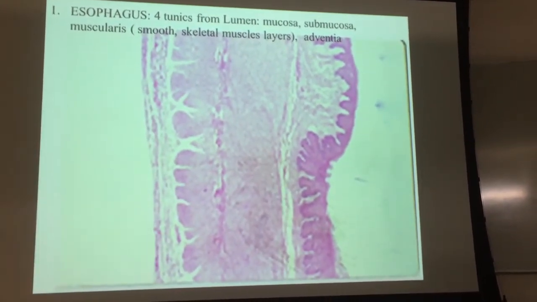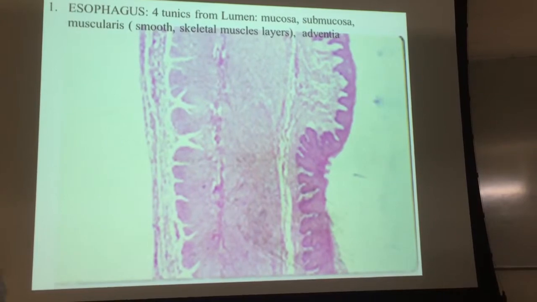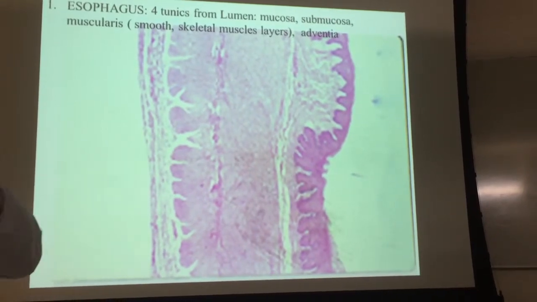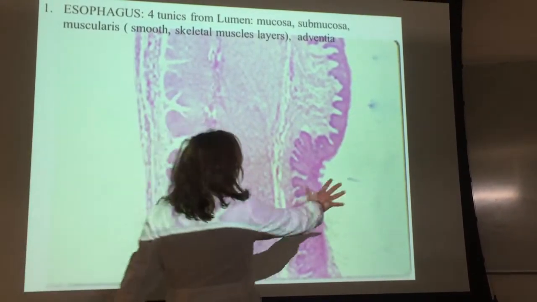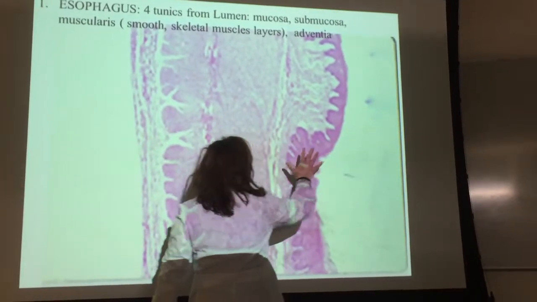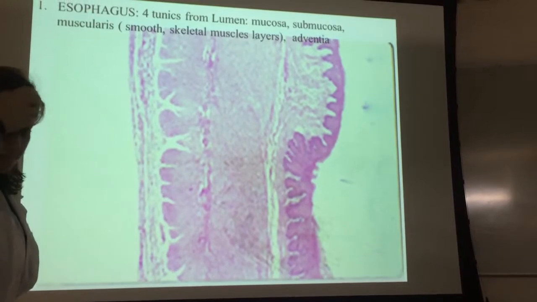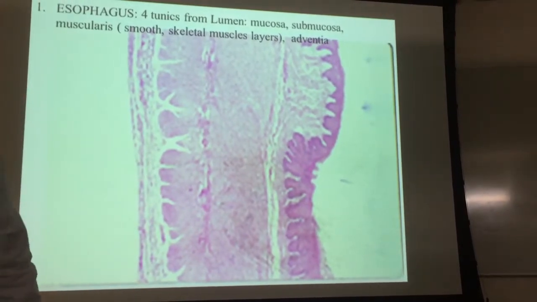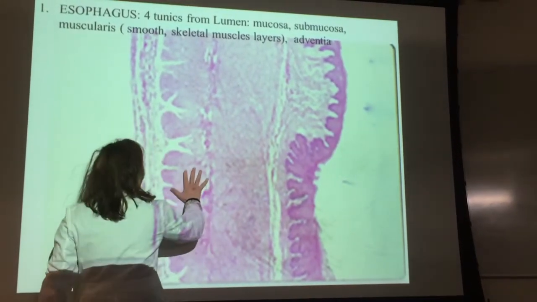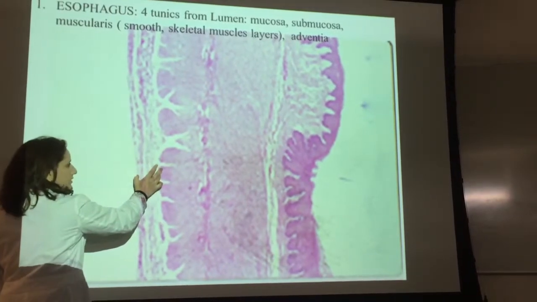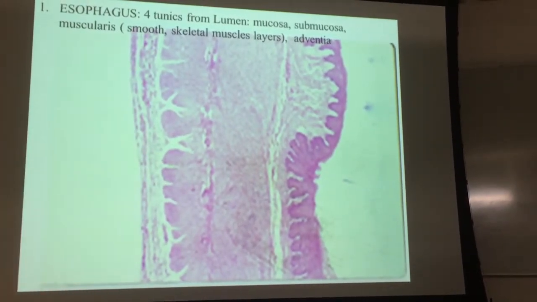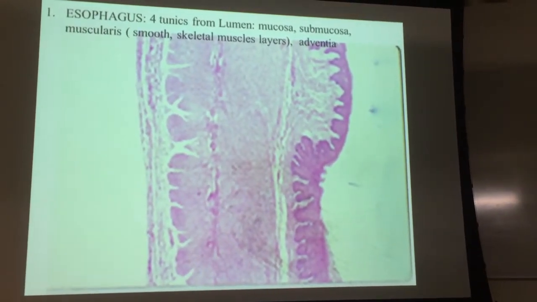Okay? So the first thing to remember is that the lumen is on the right side. So you should label this as lumen, and this is mucosa and submucosa. The muscularis is over here, and the serosa or adventitia is over here. It's misspelled on there, right? The adventitia.